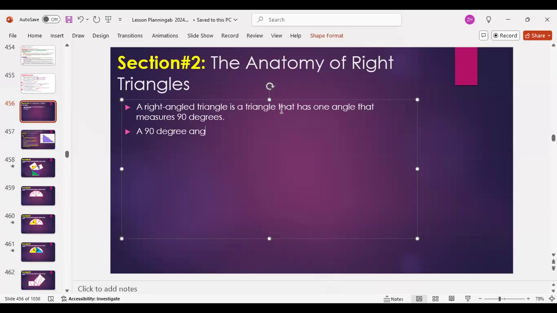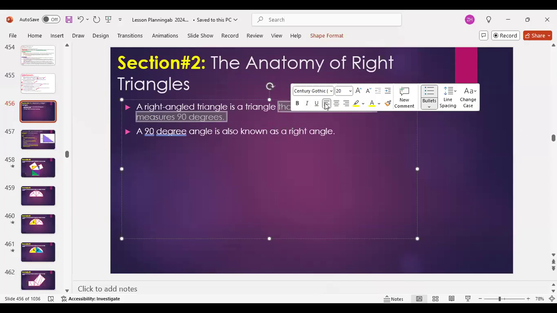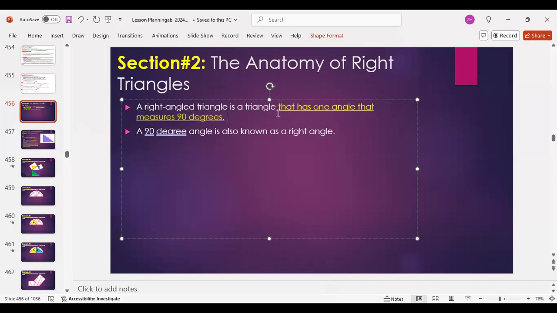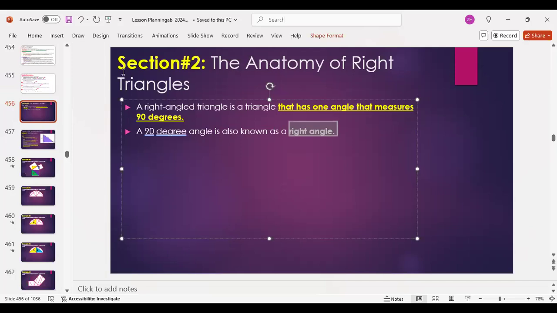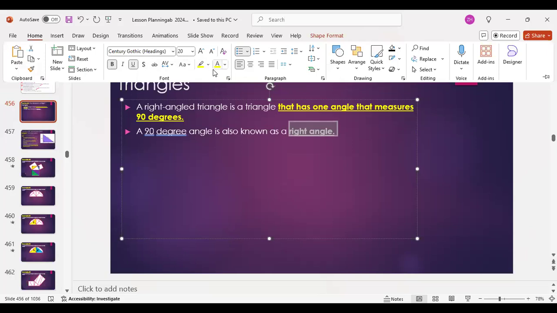The measure 90, that's an acute angle. No, it's not an acute angle. A 90-degree angle is also known as a right angle. A right angle. Very good. So a right angle triangle is one that has an angle that measures 90 degrees, also known as a right angle. Make sense?